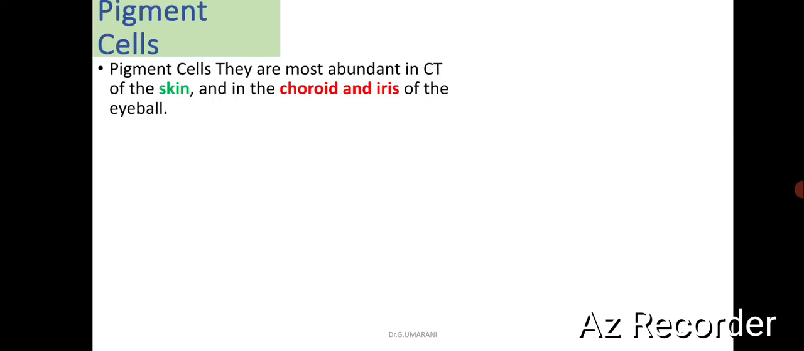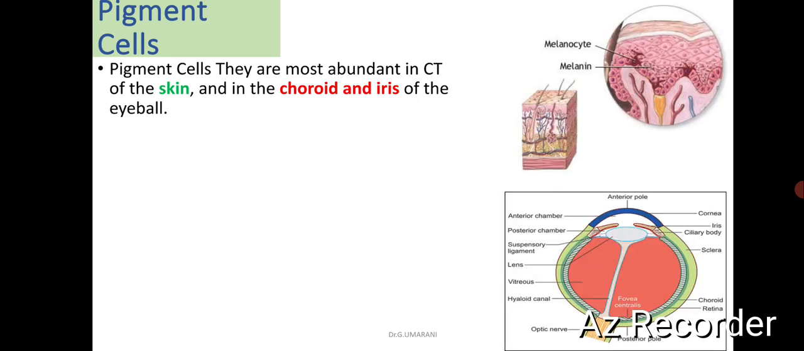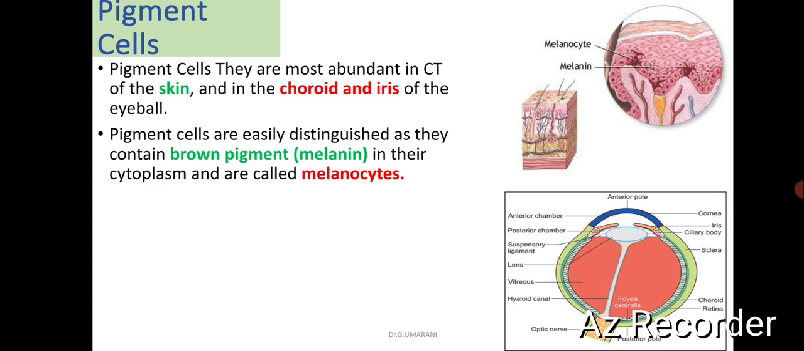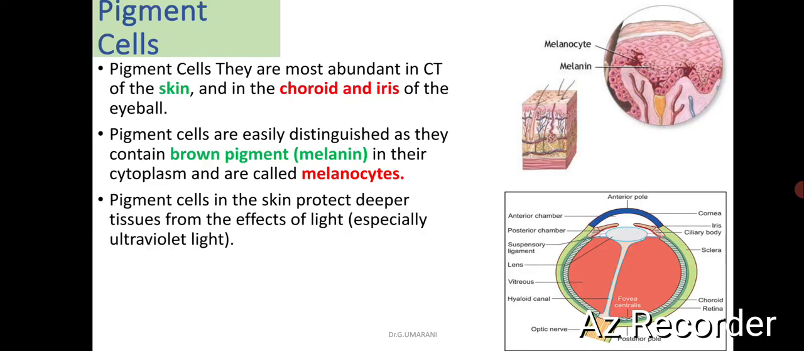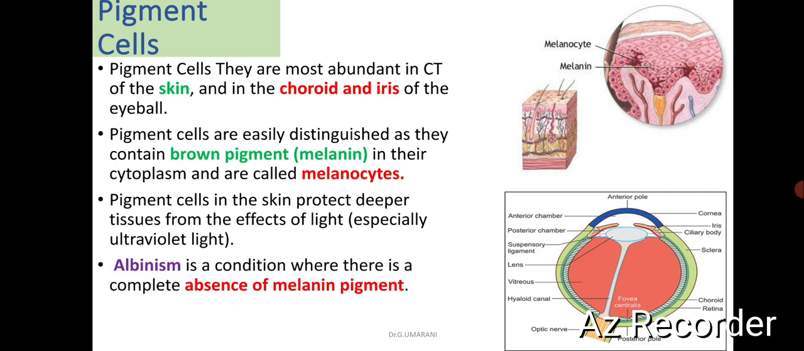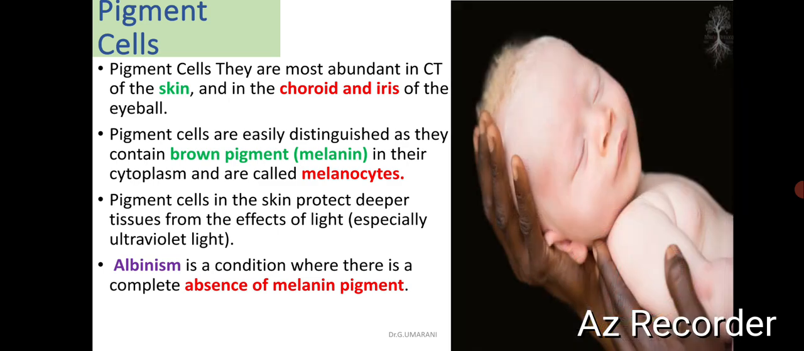They are most abundant in the connective tissue of the skin and in the choroid of the iris of the eyeball. The pigment cells are easily distinguished as they contain brown pigment known as melanin in their cytoplasm. So they are called melanocytes. Pigment cells in the skin protect the deeper tissues from the effects of light. Albinism is a condition where there is a complete absence of melanin pigment. So these are the important points about the pigment cells.